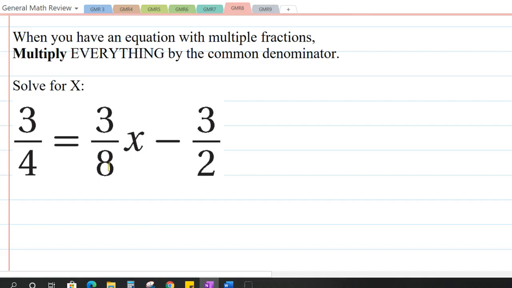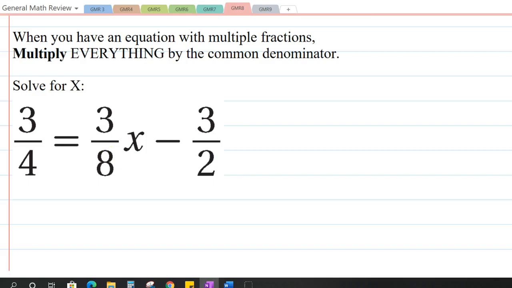Next, fractions. When you have an equation with multiple fractions, multiply everything by the common denominator. Now there's more than one way of doing this. However, the easiest, fastest way is simply to get rid of the fractions. I don't like working with fractions, and I don't think you do either, so we want to get rid of the fractions. If I look at my denominators, I have an 8, a 2, and a 4. My common denominator will be 8.